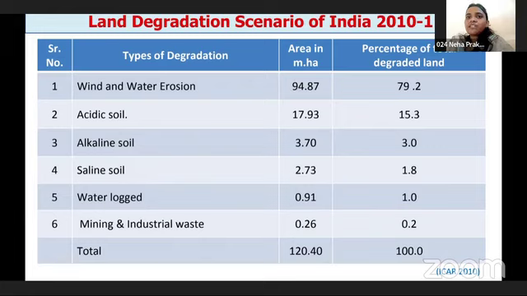Then another one is alkali soil, the formation of saline and alkali soil. Such soil needs amendment, as it leads to degradation of the soil, where we are unable to grow the crop in a proper manner. Then another is waterlogged soil and mining and industrial waste soil. So these are the different types of land degradation in India.